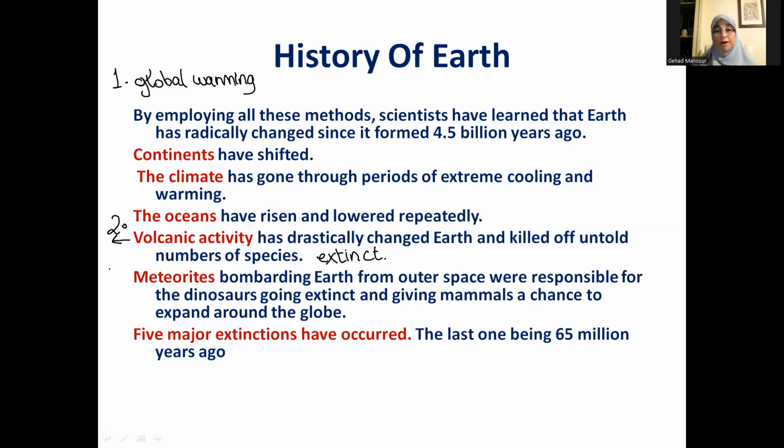We also have meteorites. And you know that meteorites are rocks that come from outer space and that bombard the Earth. It is being said that meteorites are one of the reasons why dinosaurs went extinct from the surface of the Earth. And once dinosaurs disappeared, mammals had a chance to expand around the Earth. Along the natural history of Earth, there have been 5 major extinctions. And the last extinction is recorded to have occurred 65 million years ago.